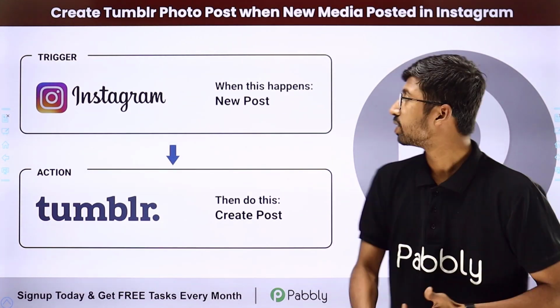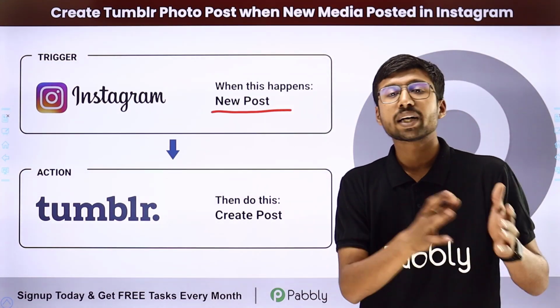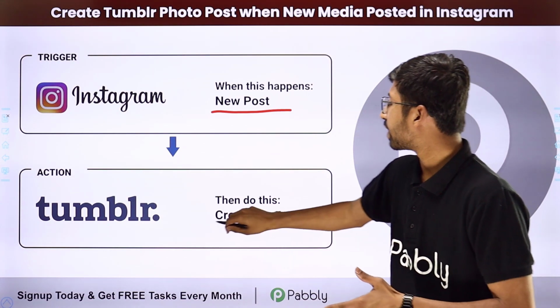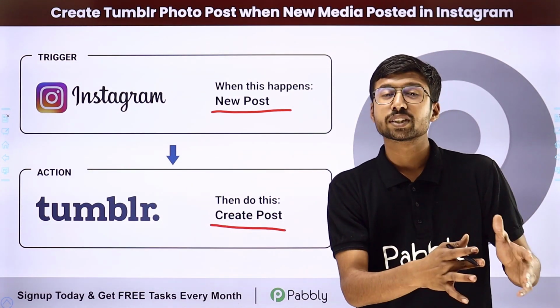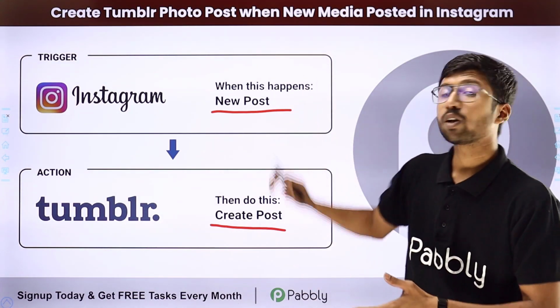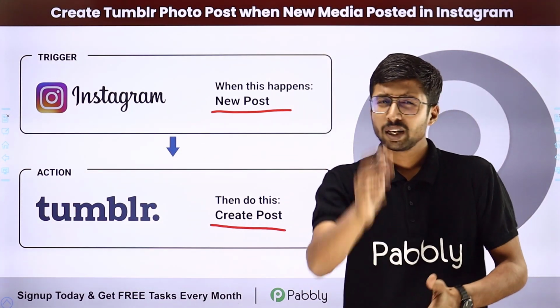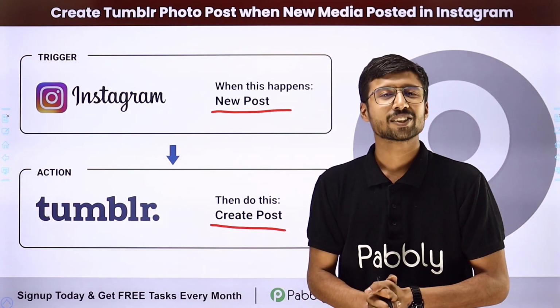So using this automation, whenever a new post will be shared on your Instagram account, automatically the same image will also be created or shared as a new post in your Tumblr profile as well. You can post the same image, the same caption, and also if you want, you can add the link, the URL of your Instagram post as well. Now how you can set up this automation? To know this, you have to come with me to my screen.